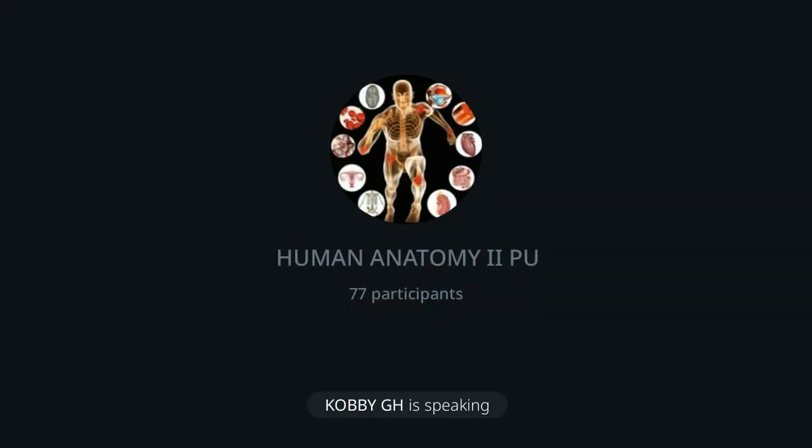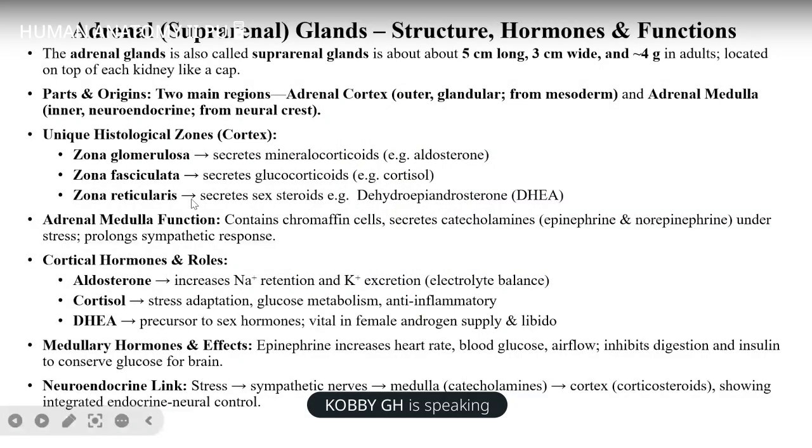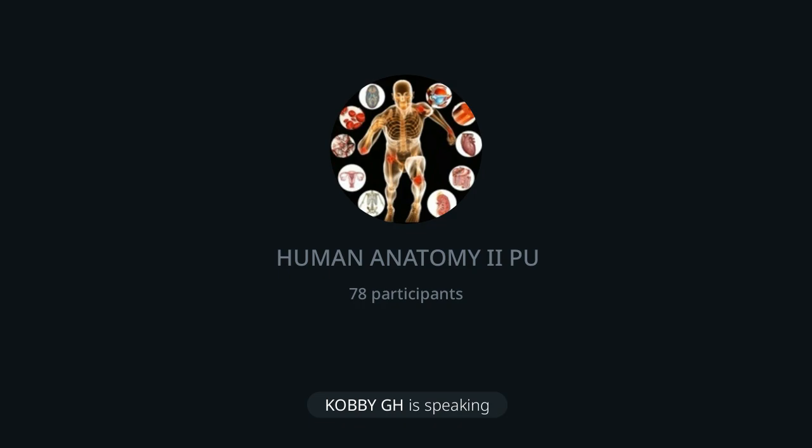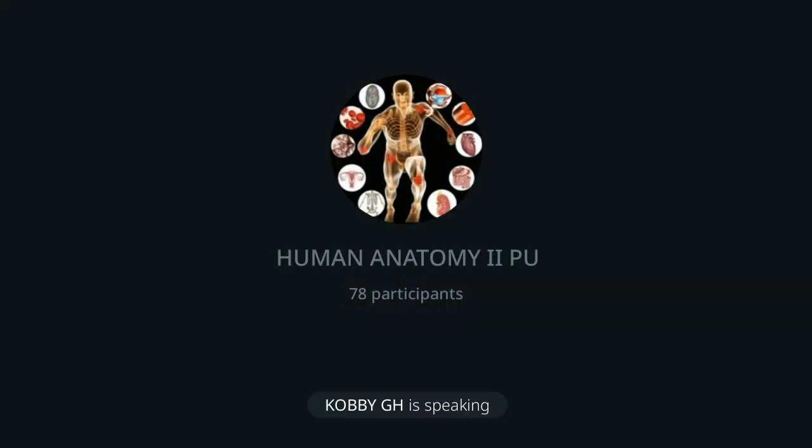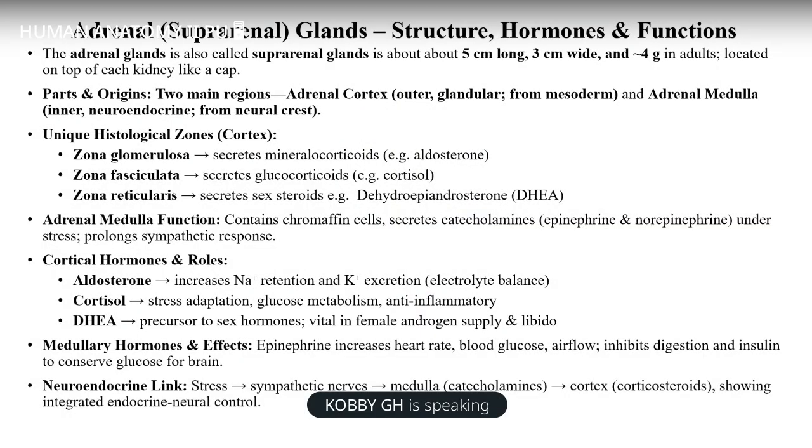The zona reticularis secretes the sex steroids. Then the adrenal medulla contains chromaffin cells, and they secrete what we call catecholamines. When we say catecholamines, they are epinephrine and norepinephrine. That is what we call the catecholamines.